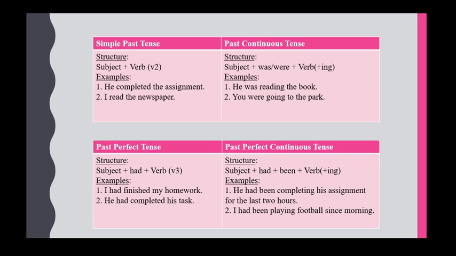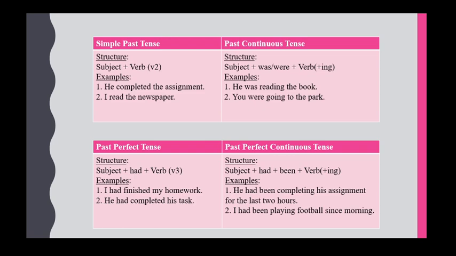So had is to make it past. Then to make it perfect, what are we adding? Been. To make it continuous, we are adding ing to the verb. He had been completing his assignment for the last 2 hours. Next example. I had been playing football since morning.